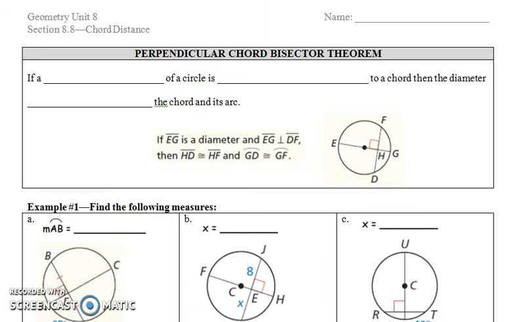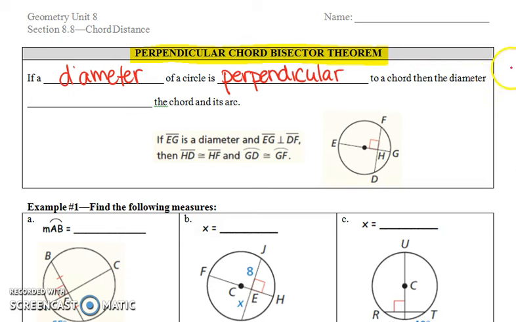So going to your note sheet, in order to start talking about this, I first want to introduce something called the perpendicular chord bisector theorem. This theorem states that if a diameter of a circle is perpendicular to a chord, then the diameter bisects the chord and its arc. So make sure you have that written down.